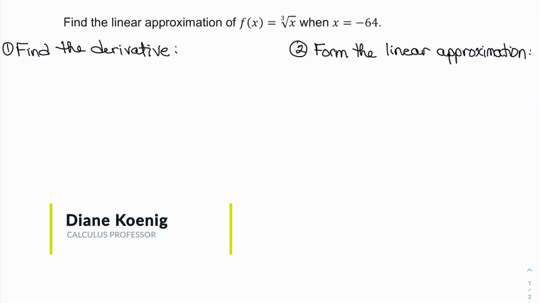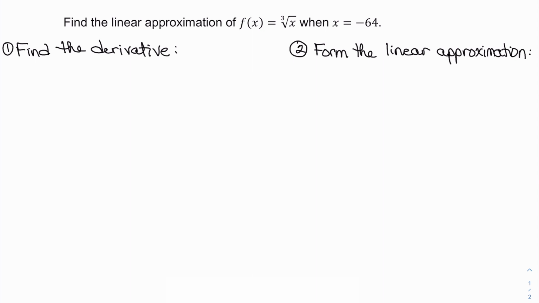Hello, and welcome to the video on how to find a linear approximation of the function f of x equals the cubed root of x when x is equal to -64. Now remember, when we are looking at finding the linear approximation equation of a function, we're really just finding the equation of the tangent line to that function at that x value.